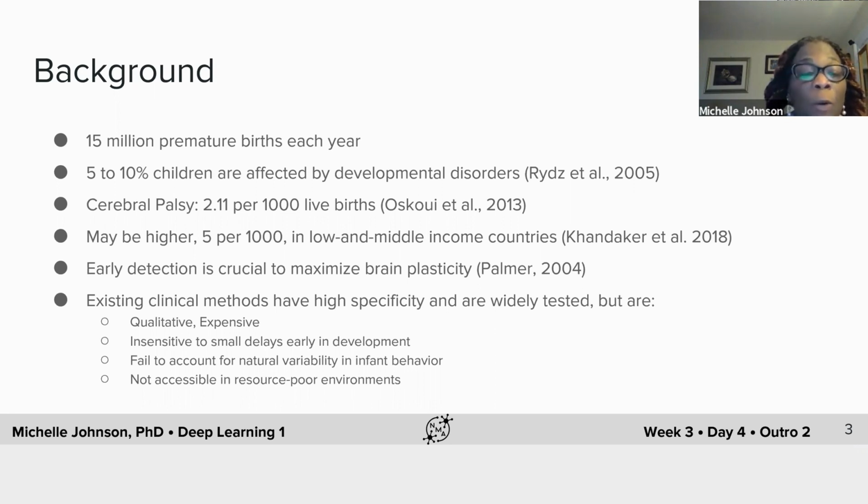So there are existing clinical methods that allow us to do some detection, and they actually have relatively good results. However, they tend to be quite qualitative, very expensive because they require a lot of training. They're insensitive to small delays early in the development. They fail to account for natural variability in infant behavior, and they're not always accessible in research poor environments.